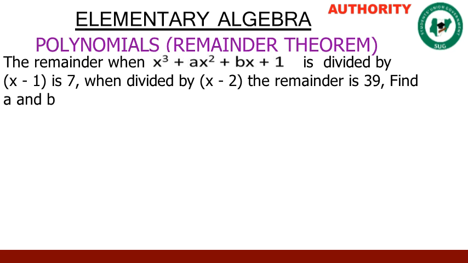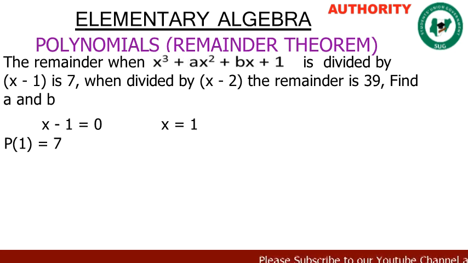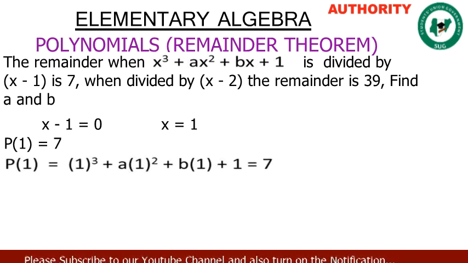We're going to pick the first factor, x minus 1. Equate it to 0. Sorry, x minus 1 is equal to 0. Then x is equal to 1. Now we're going to have p of 1 is equal to our remainder 7. In our function, wherever we see x, we're going to replace it with the value for x, which is 1. Now we're going to have p of 1 is equal to 1 cubed plus a times 1 squared plus b times 1 plus 1 is equal to our remainder, which is 7.